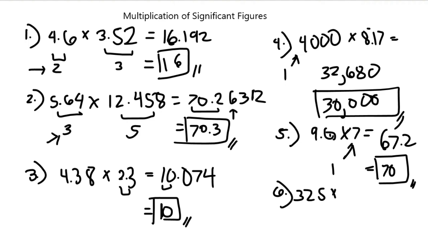So, let's say we have 325 times 75. Using our calculator, we can actually solve this manually, but that's too much time. We get 24,375. So, 2 digits, 2 significant figures. So, we have 24,000 lang.